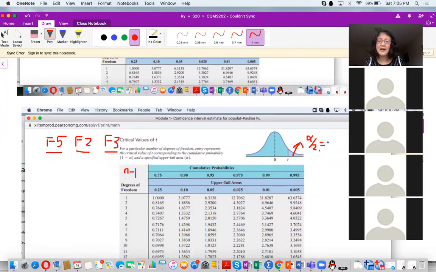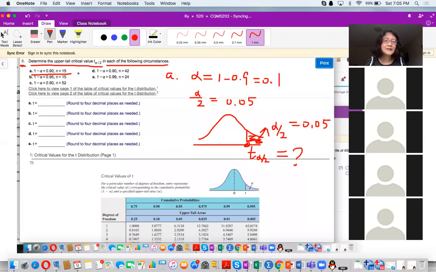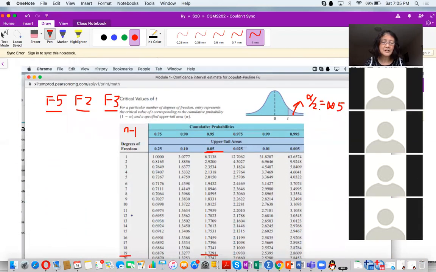The value of half alpha is 0.05. So you locate this one, upper tail area. And then degree of freedom, n equal to 15, so degree of freedom equals 15 minus 1, equal to 14. So you locate 14. The intersection is this number, 1.7613. This is the answer. So this is the table method.